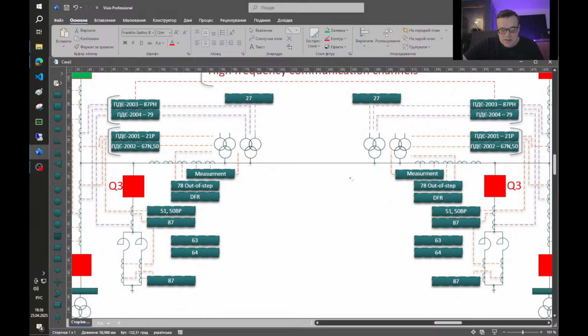The second stage is usually set to 30% overvoltage, and it trips a line during 250 milliseconds.